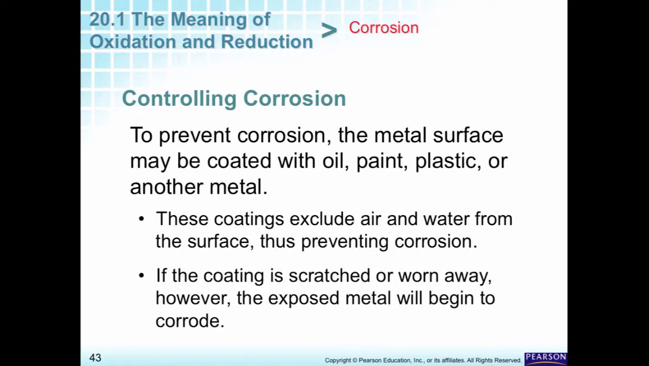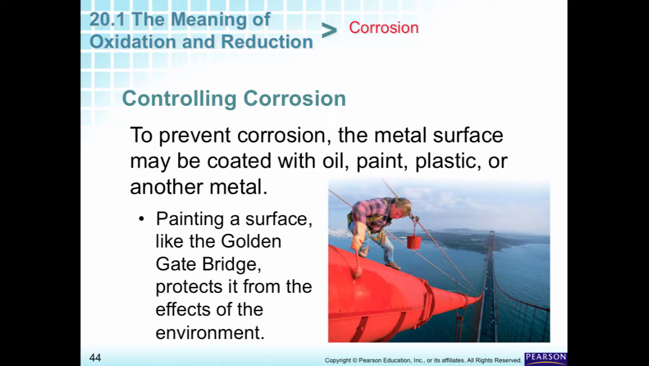A lot of times, sometimes they dip things in a plastic. What they basically do is keep the air and water from touching the metals. Someplace where you might see this is on bridges. In San Francisco at the Golden Gate Bridge, they paint that bridge a reddish orange color. That's a full year job. Once they finish painting it, they start on the other side again, because it takes that long to paint the whole bridge.